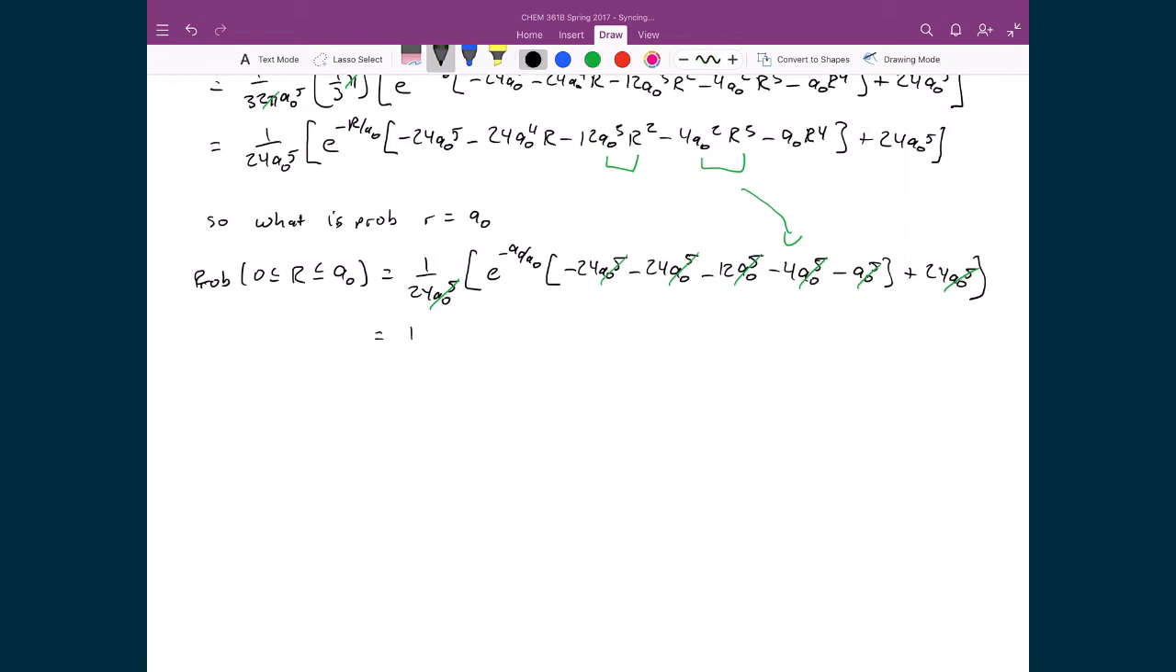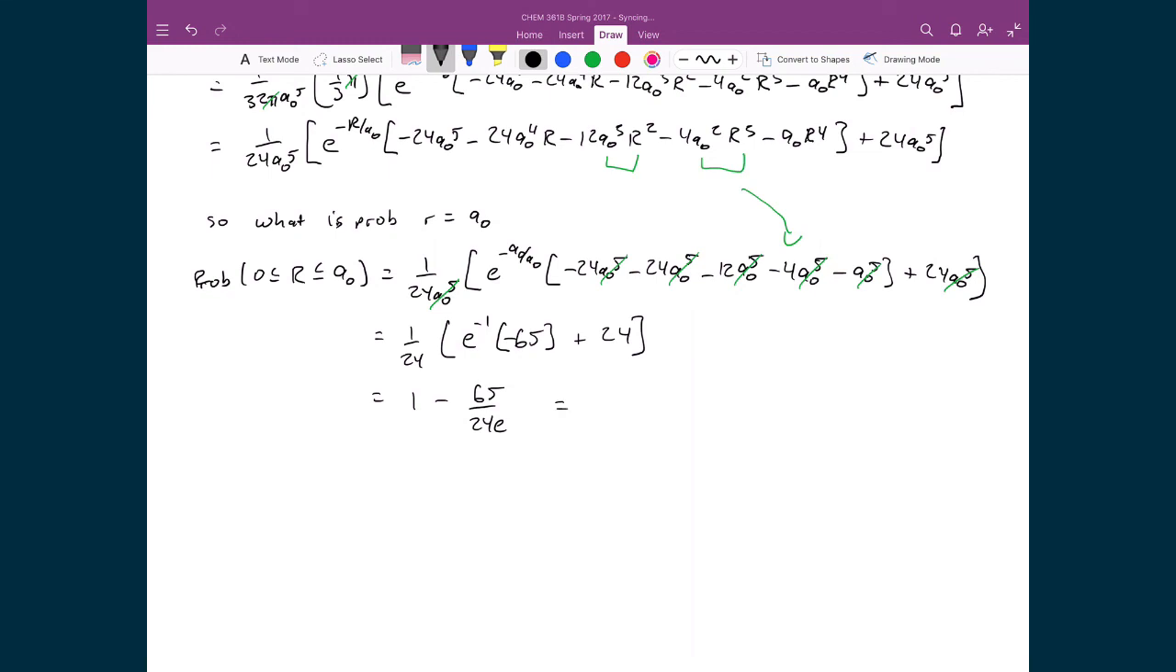Additionally, what I can do is say, well, this is e to the negative 1. I'm going to multiply that by the addition of minus 24, minus 24, minus 12, minus 4, minus 1, which is equal to minus 65. And to that, I'm going to be adding 24. When I multiply in that 1 over 24 into this addition that I have, then what I'm going to get is 1 minus 65 divided by 24 times e.